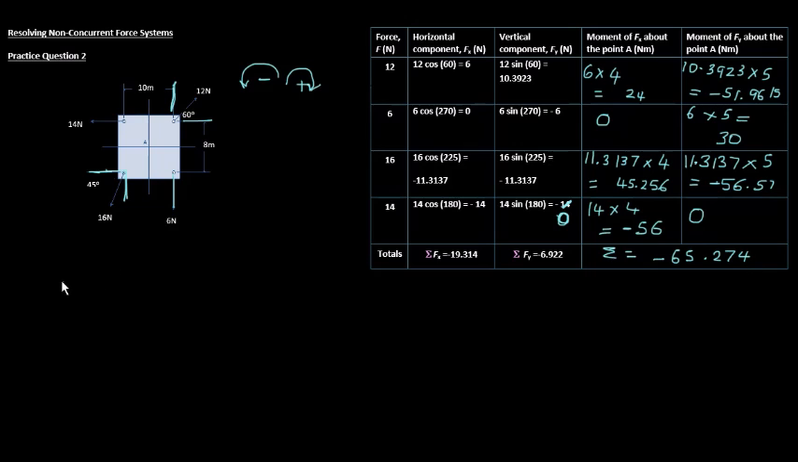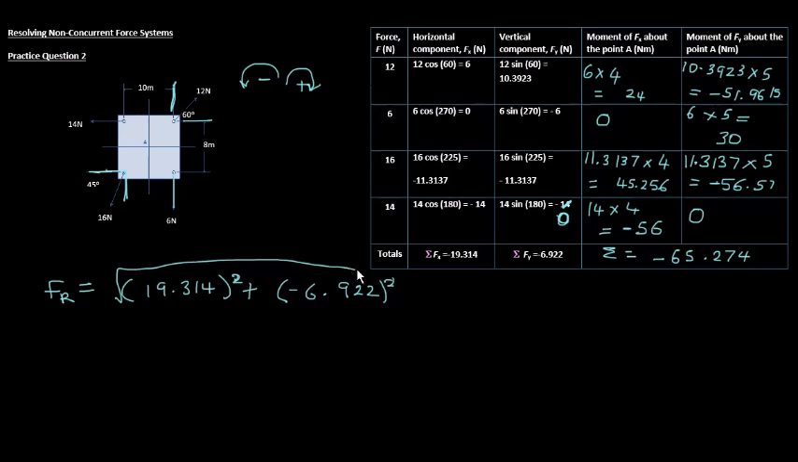Okay, our resultant FR will be the square of this plus the square of this. Remember to keep the negative inside the bracket, so the minus. Important to keep inside the bracket. Then square it, and then do a square root of the whole thing, and that will give us 20.51.